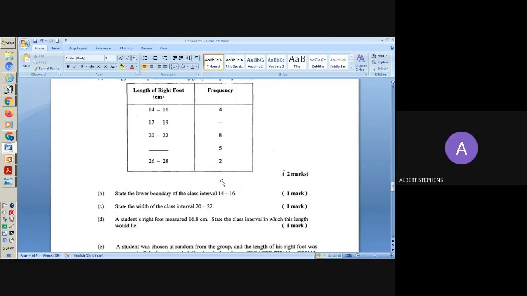Sir, would it be in the class interval 17 to 19? All right. Yes, you're absolutely correct. Very good. Why do you say that though? Sir, because the class interval 14 to 16 would stop at 16.5, and it would start at 16.5 for the next interval, going up, and it's above 16.5. So maybe you would have 16.6, 16.7, 16.8.